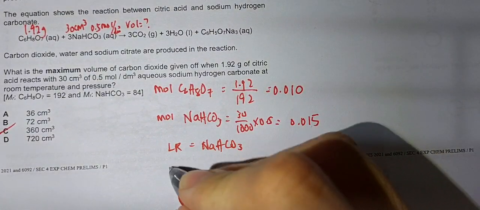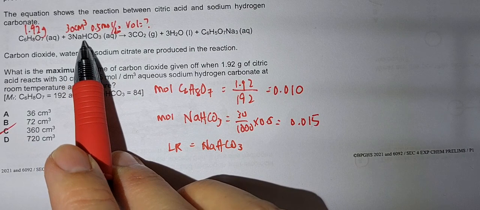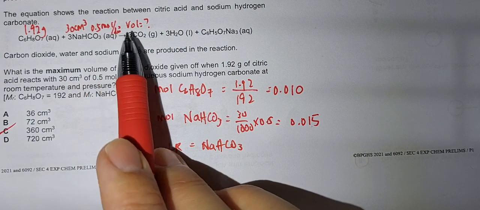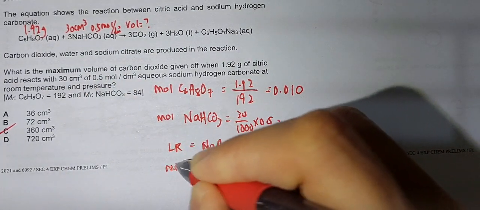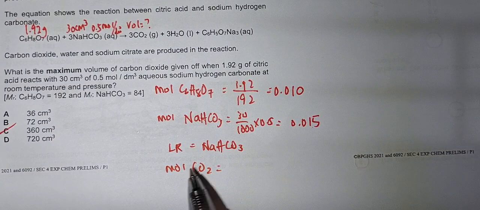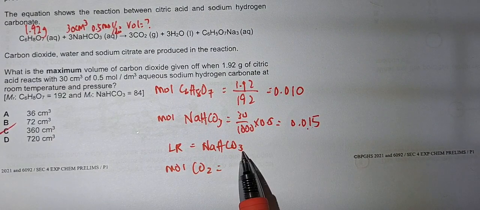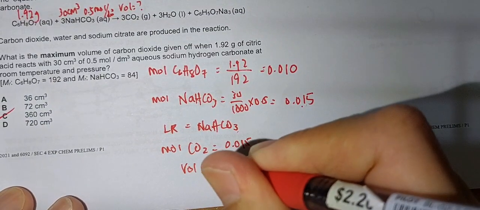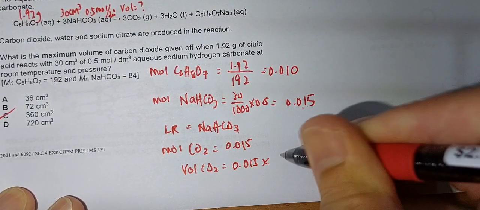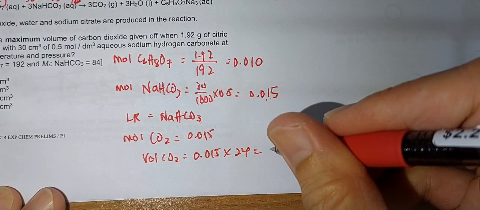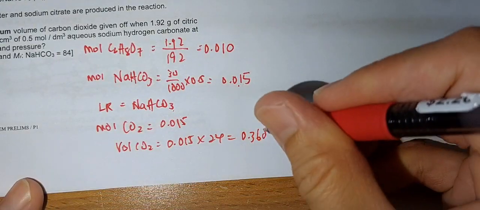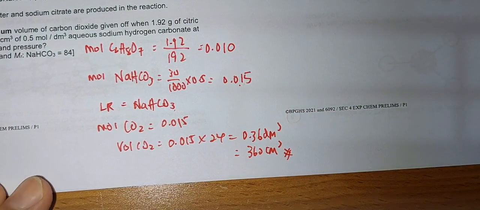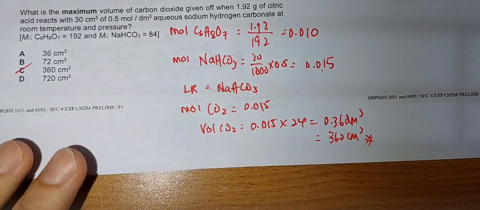And therefore, we can find out the mole ratio. So the amount of the product depends on the amount of limiting reactant. So the mole ratio is 3:3, which is 1:1. So the number of mole of carbon dioxide would be the same as the number of mole of the limiting reactant, which is sodium hydrogen carbonate, which is 0.015, and the volume would be 0.015 times 24 dm cube. That would give you 0.36 dm cube, which is 360 cm cube. So the answer is C.